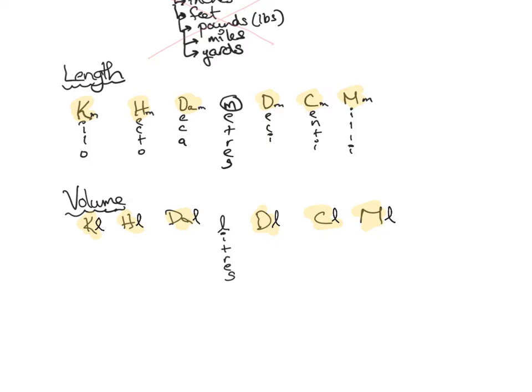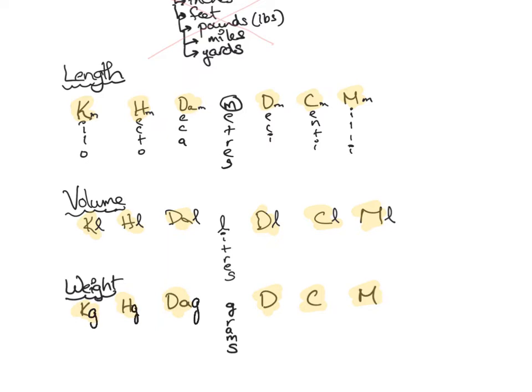The same thing would then go for weight. For weight, the middle unit is grams, and you have your K, your H, your DA, your D, your C, and your M. So we have kilograms, hectograms, decagrams, grams, decigrams, centigrams, and milligrams.